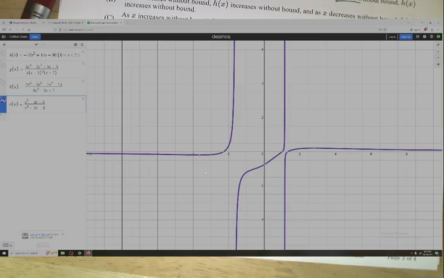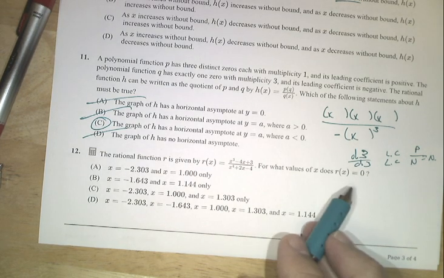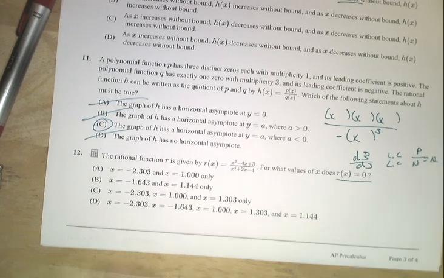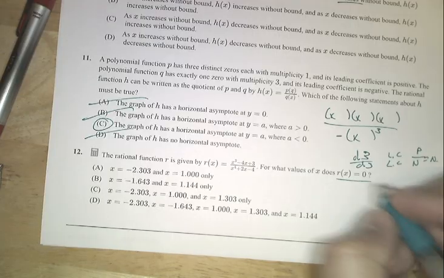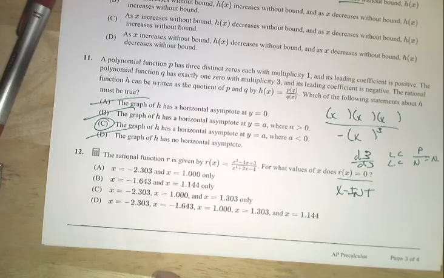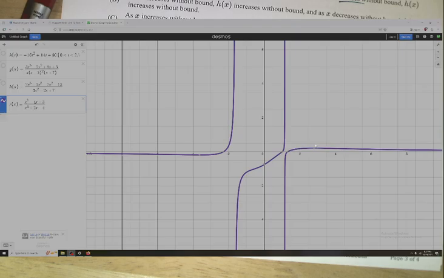Awesome. These can look really interesting. And so I have that typed into my calculator. And we look back over here. For which of the values, so we're looking for when r of x is equal to 0. So that means we need the x-intercepts. So let's find some x-intercepts. So we go back to our graph right here.